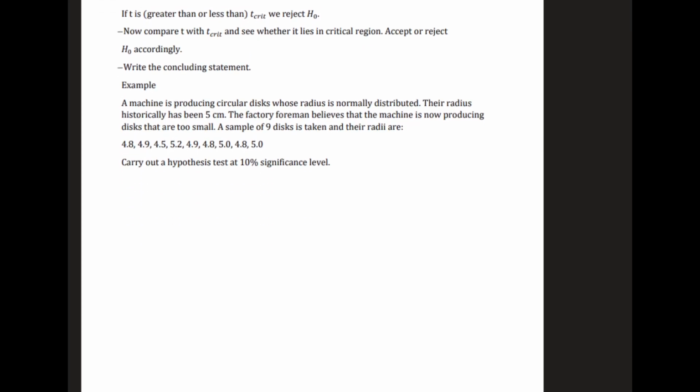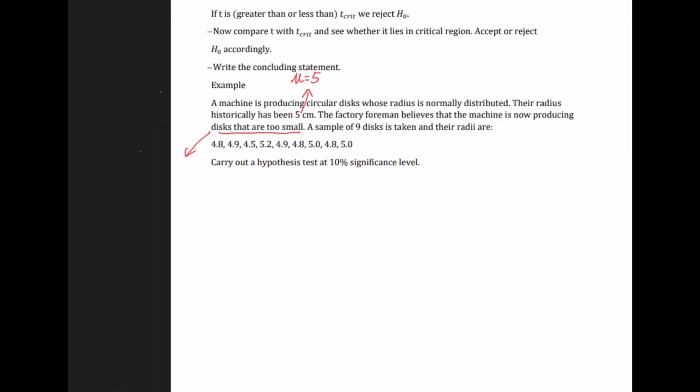Now let's see an example. A machine is producing circular discs whose radius is normally distributed. Their radius historically has been 5 cm. When I say historically has been 5 cm, this is actually the mu. The mu is always the previous information, or from a previous study, you get the mu, the population mean. Now the factory foreman believes that the machine is now producing discs that are too small. This is important. This will help us determine that H1 takes mu less than 5. Too small, so we take the left-hand side as the tail.